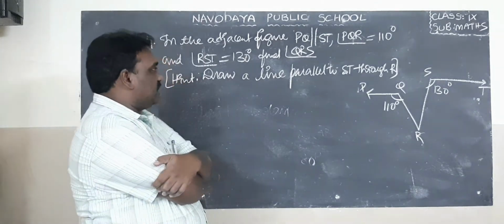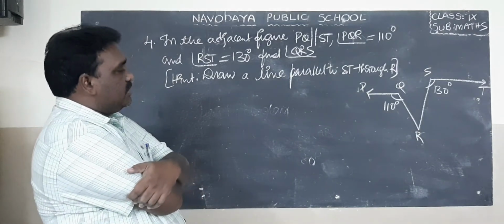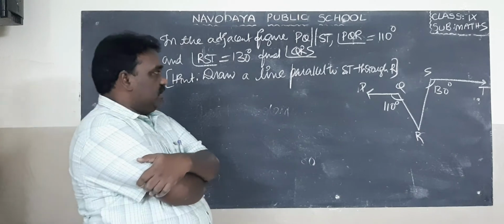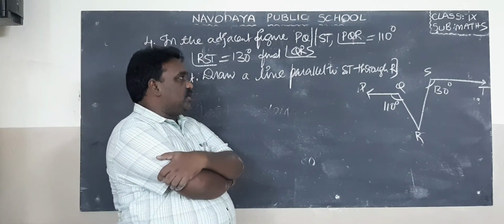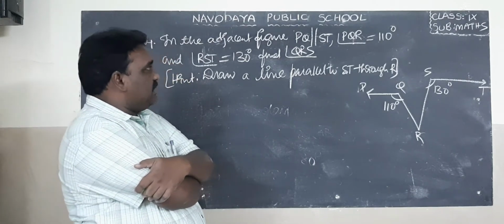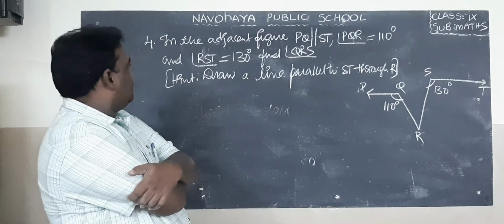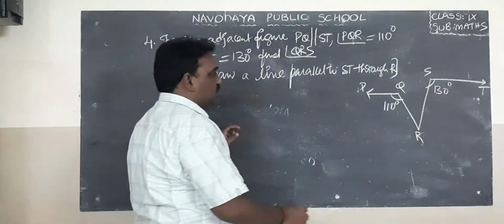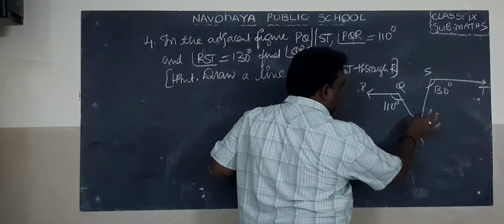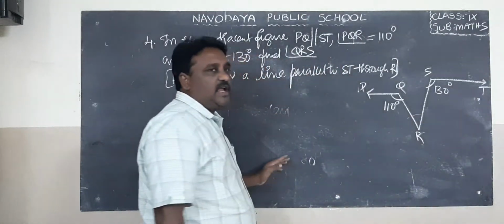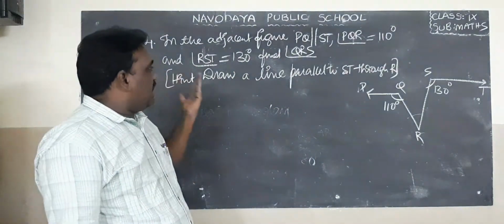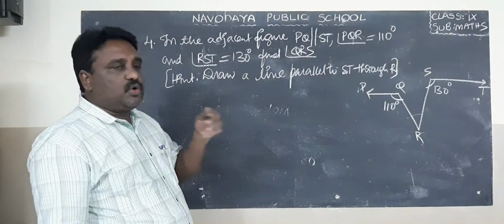See the diagram first. What is there in the diagram? PQ is parallel to ST. Line PQ is visible to you, ST is visible to you. PQR equals 110, RST equals 130. What we need to find out is the middle angle, angle QRS. What is the hint given? Draw a line parallel to ST through R.